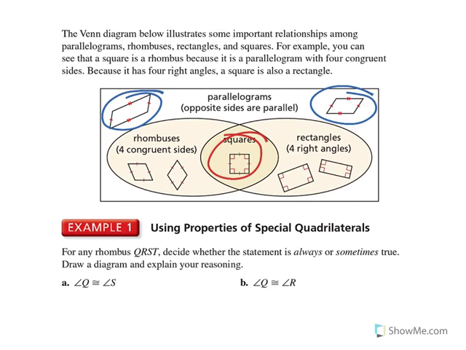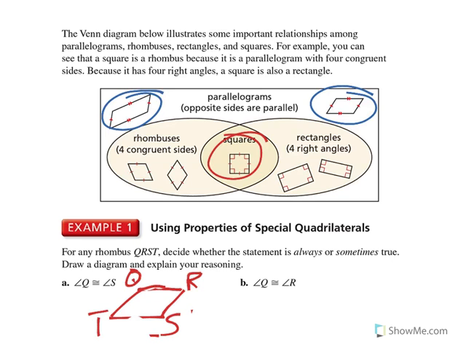So in example 1, it tells us we have a rhombus QRST, and it wants us to decide whether the statement is always or sometimes true. Okay, so we're talking about a rhombus. I'm going to have four congruent sides. And one thing to remember is when it lists the letters, that means you're going to go around that shape in that order. So I went from Q to R to S to T. Okay, make sure you go in order. I can't put R across from Q and all that stuff. It has to go in order.